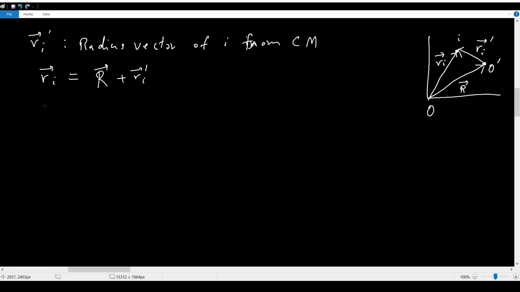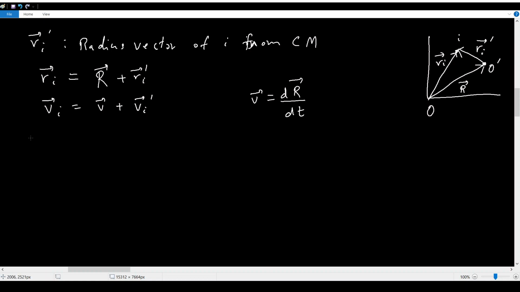And we can take the time derivative to get the velocities. And let us define small v as the time derivative of the center of mass. So this is the velocity of the center of mass. And vi prime is the velocity of the ith particle in the reference frame in which the origin is the center of mass itself.